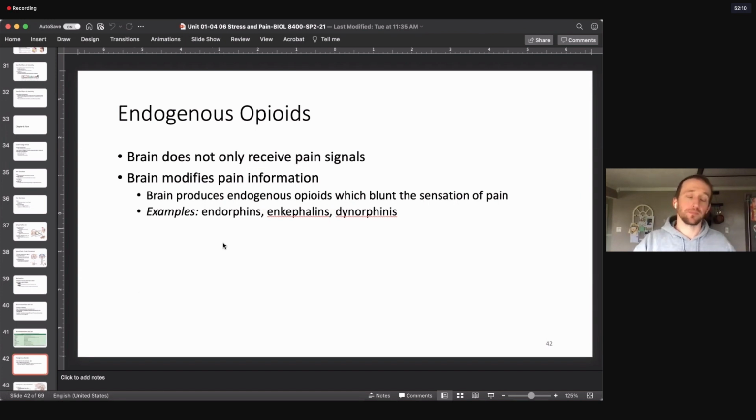So one of those things that the brain can produce is that not only does the brain receive information, but it can also induce a response that modifies that information. The brain can produce endogenous opioids, including endorphins, dynorphins, and enkephalins. These substances blunt the sensation of pain, and they turn it down. They make those pain nerves less sensitive to their sensations.